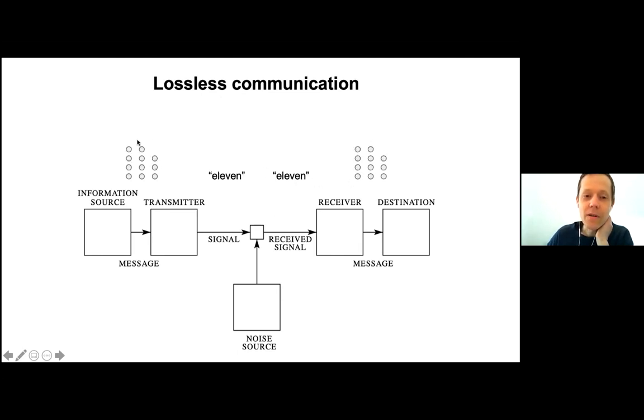Here's another example. So 11 pebbles, the speaker is going to say 11, and again, the recipient is going to be able to reconstruct exactly what the speaker had in mind there.